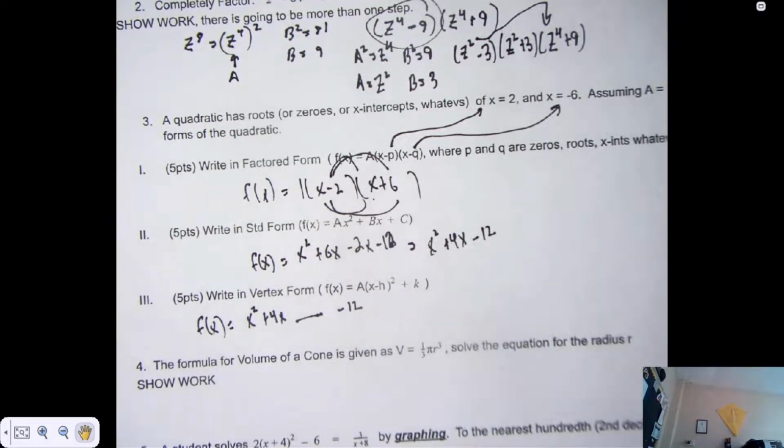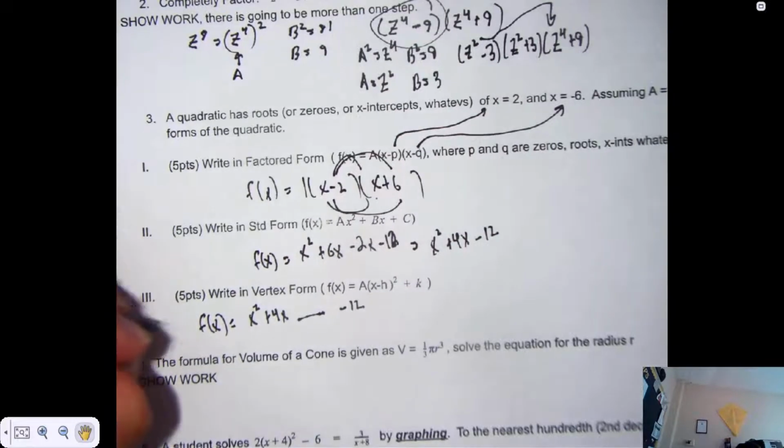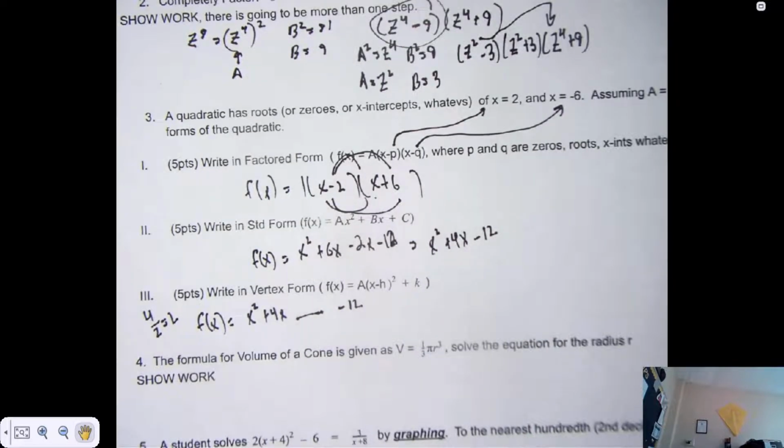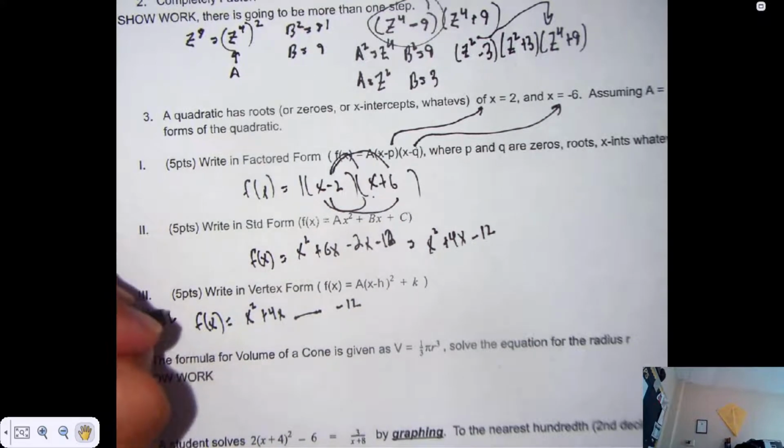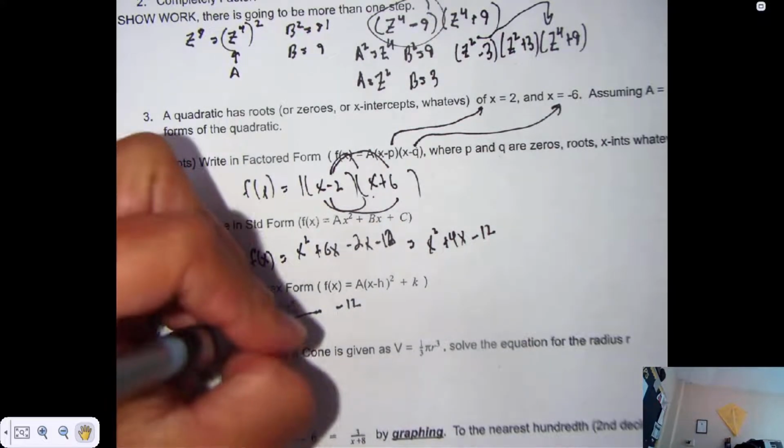Now, you guys have done the completing the square stuff a couple of times. And when you complete the square, what do you take half of? You take half of 4, don't you? And you get a 2. What you do with that 2 is you square it. So I'm going to say plus 4 here.